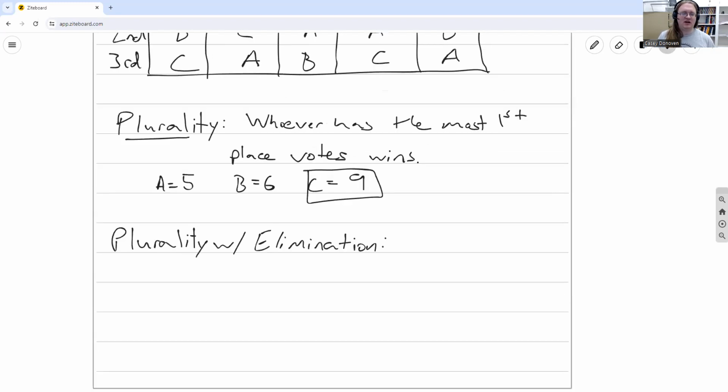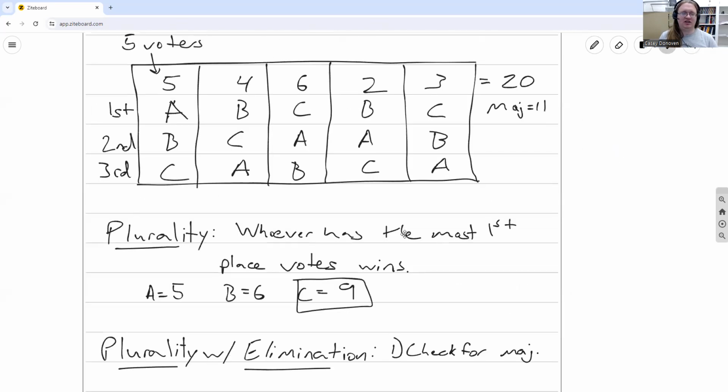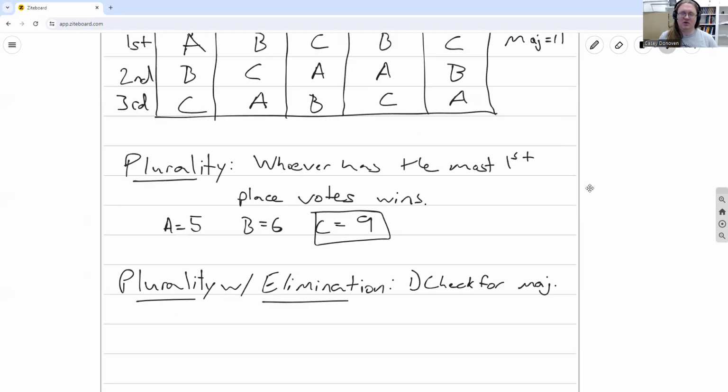Next up, we saw plurality with elimination. And again, plurality, typically referring to who has the most first place votes. But in this method, we are looking for a majority. So step 1 is check for a majority. If someone has a majority, they simply win. They win right then and there. In this election, we saw that C had the most first place votes, but they only had 9 and they did not have a majority. So they would not win.